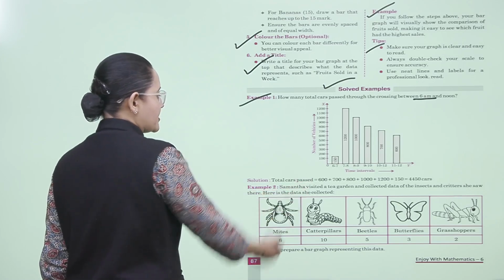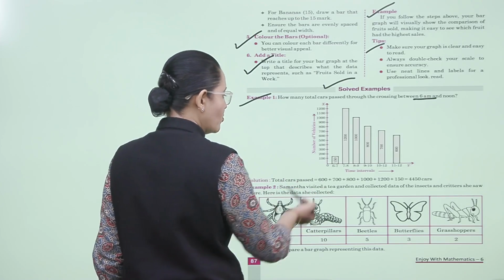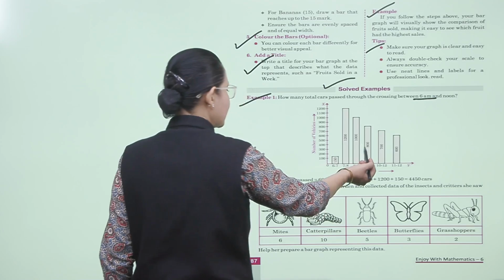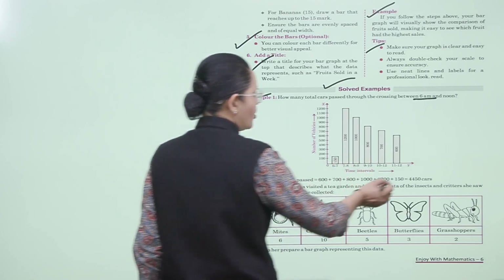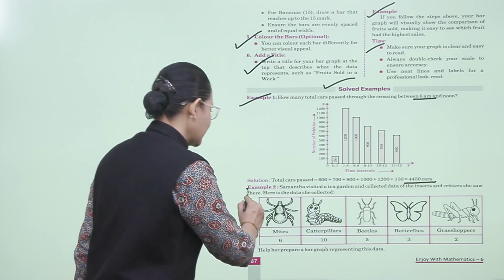So, total cars passed between 6 am and noon equals 600 plus 700 plus 800 plus 1000 plus 1200 plus 150. Total 4450 cars. Clear? Now, we will take another example.